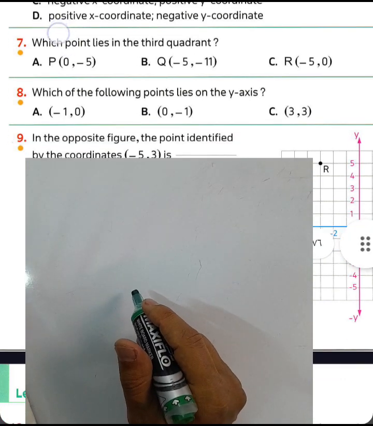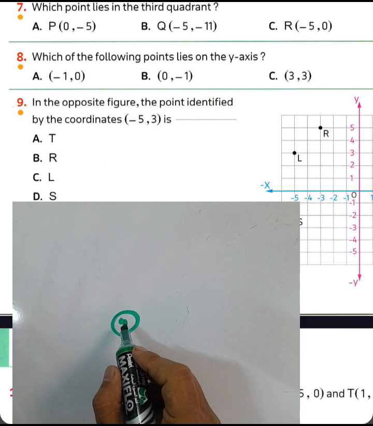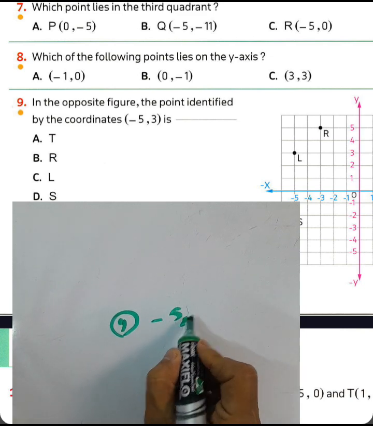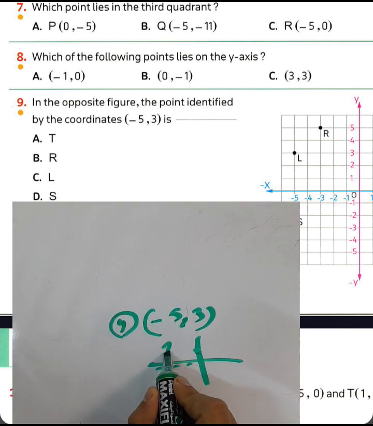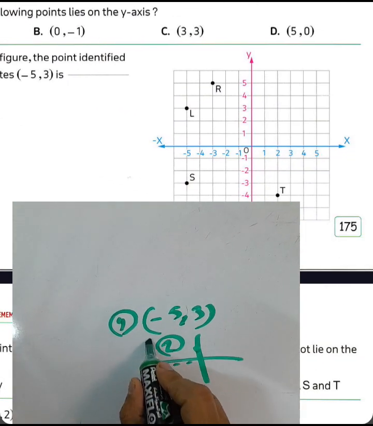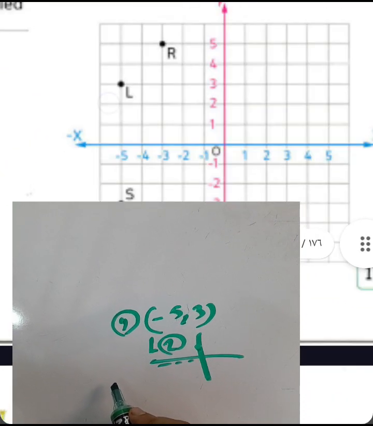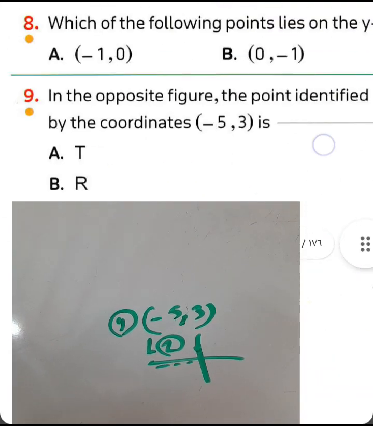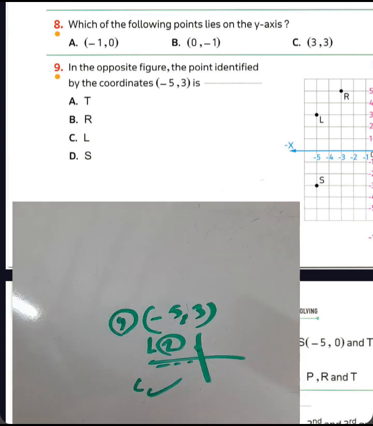Question number 9. In the opposite figure, the point -5 and 3 is located where? Negative and positive, in the second quadrant. Then this point -5 and 3 will be point L, from -5 to 3. Choose L, letter C, for question 9.